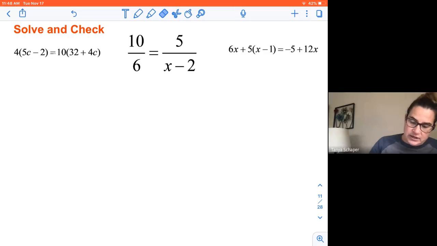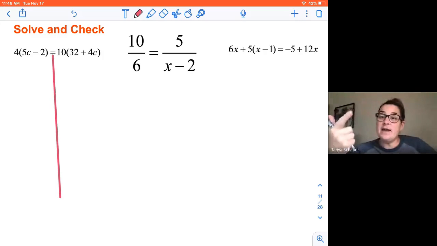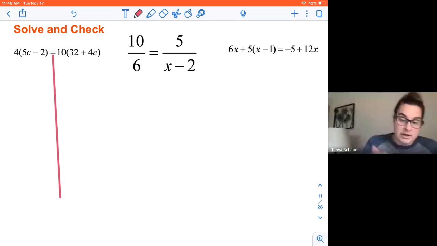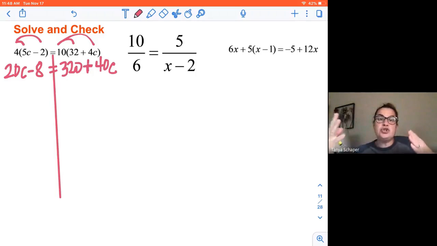When you solve equations, it's important that you simplify first, because solving equations is SIC. So we're going to simplify, isolate, check. So we're going to distribute first. And so I have that 20C minus 8 is 320 plus 40C. Okay, so I distributed 10 times 32, 10 times 4C, 4 times 5C, and 4 times negative 2.